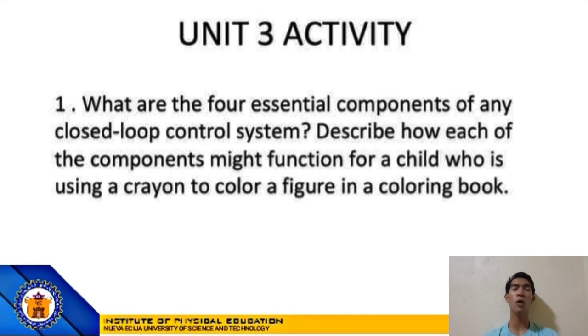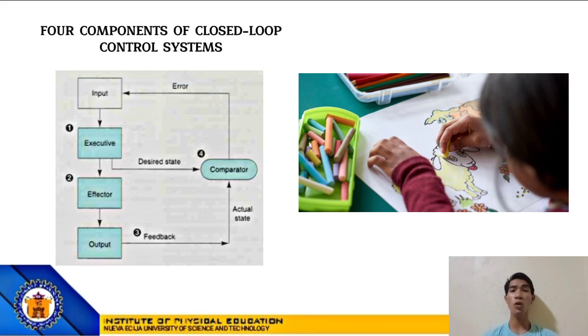So in these four components, how can I describe how these components might function for a child who is using crayon to color a figure in a coloring book? So the executive component of the closed-loop control system will function in the situation as the child picks the color he or she will use. What coloring strategy will be used in the figure? So after deciding what color and strategy the child will use, the effector component will be used in carrying out the decision by coloring the figure.